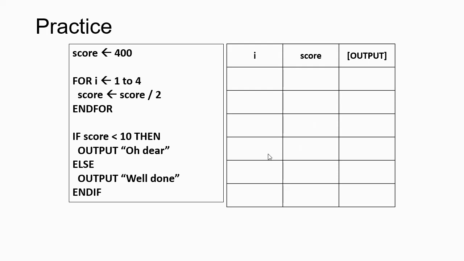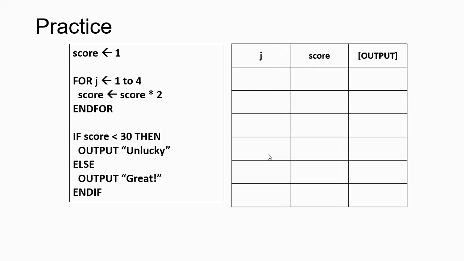Okay, right, here we go then. So pretty similar to what we had before, but this time because score started at 400, it got halved during the first iteration of the for loop to 200. Then during the second iteration, that gets halved again to 100, then to 50, then 25. And then when we get to the start of the if statement, 25 is not less than 10. So we don't execute the first output. We jump down to else and execute the second output. So it says "well done" in the output column. Okay, and well done if you got that.